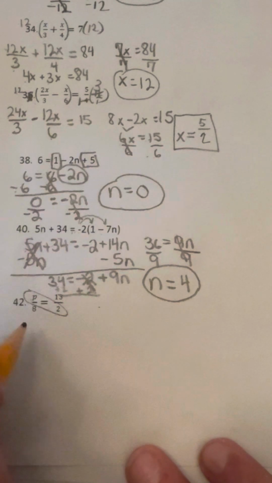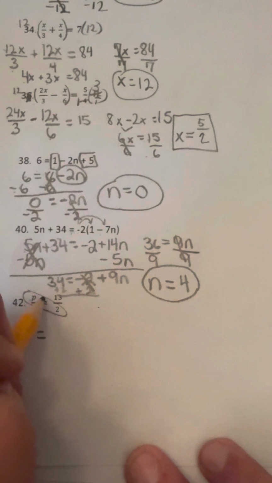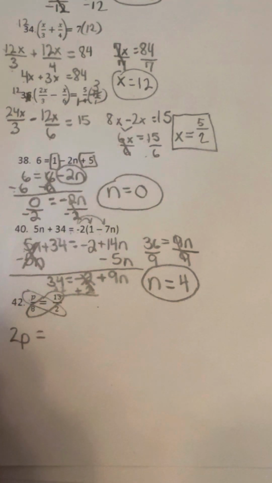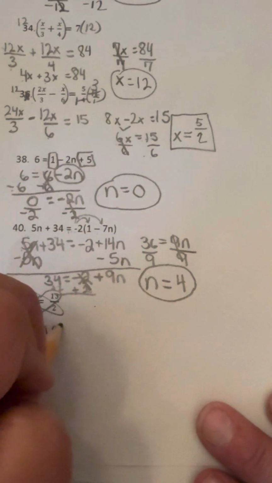P times 2 is 2p. We always put the number in front of the variable. And a lot of people call this the butterfly method, so you might be familiar with that. And then you're going to do the 8 times the 13. And when you do 8 times 13, you're going to get 104.